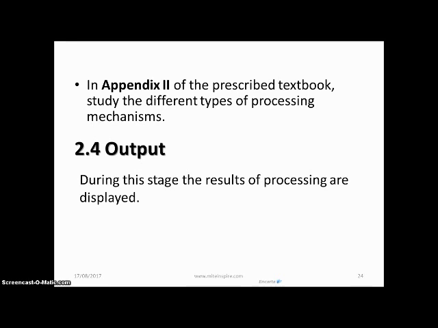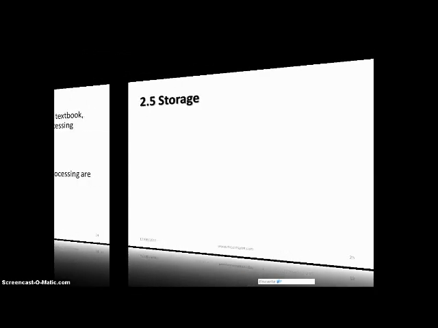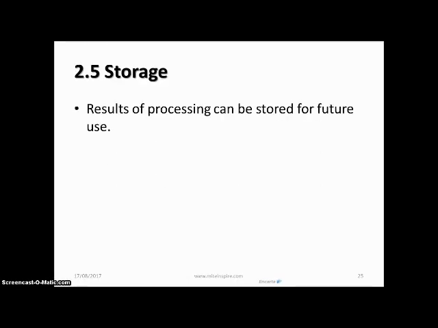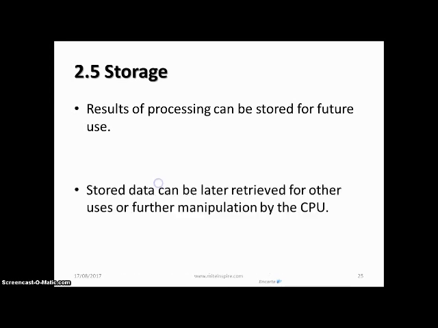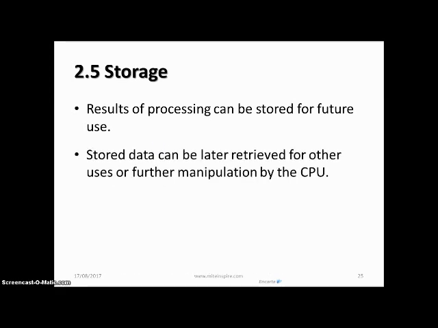The next stage is the output stage, and during this stage the results of processing are simply displayed. This could be on a monitor, this could be in form of sound, and there are different types of output technologies which you shall learn later on in this course. Then you have storage. In storage, results of processing can be stored for future use, and later on these may have to be retrieved for other users or for further input to the computer for processing, and so the cycle continues on.